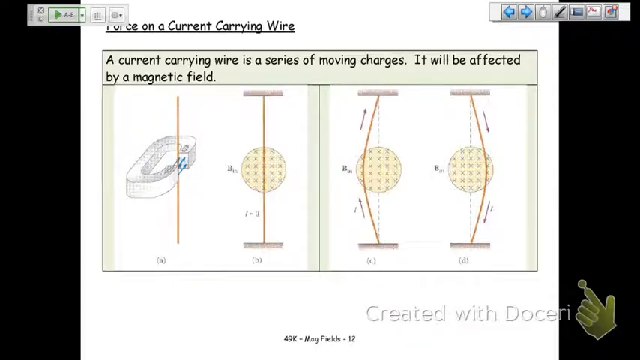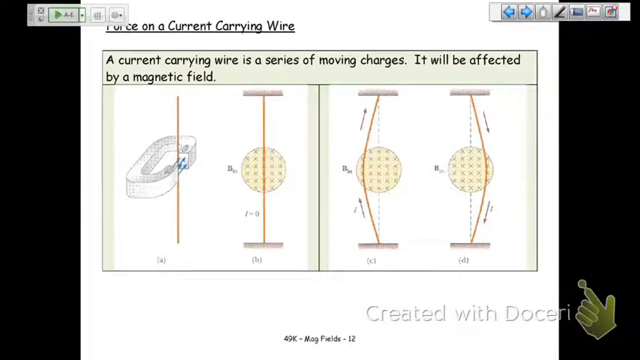I'll do that later. So we have a current-carrying wire, which is a series of moving charges. It will be affected by a magnetic field. So what do we see? Let's go through this. My current is the direction of positive charge, so my velocity in this third diagram is up the page. Is my magnetic field pointing into the page or coming out of the page?